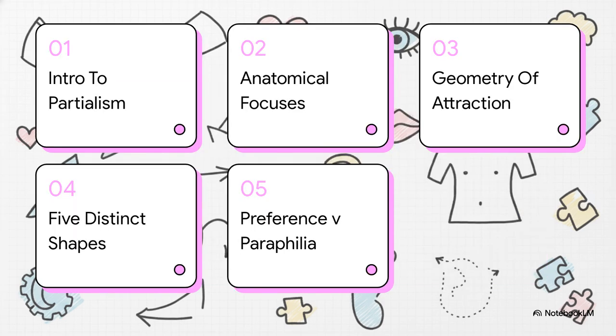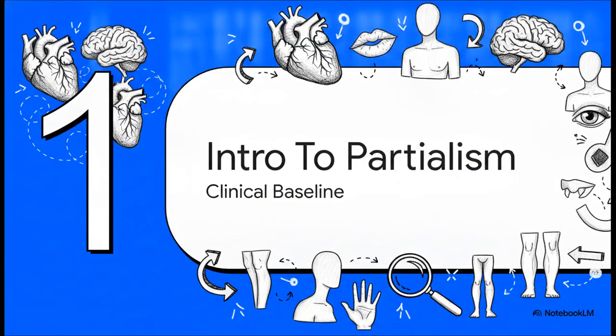Here is our roadmap, taking us from a broad psychological concept down to specific anatomical geometry and clinical thresholds. We'll be covering 1. Intro to partialism, 2. Common anatomical focuses, 3. The geometry of attraction, 4. The 5 distinct shapes, and finally, 5. Preference versus paraphilia.